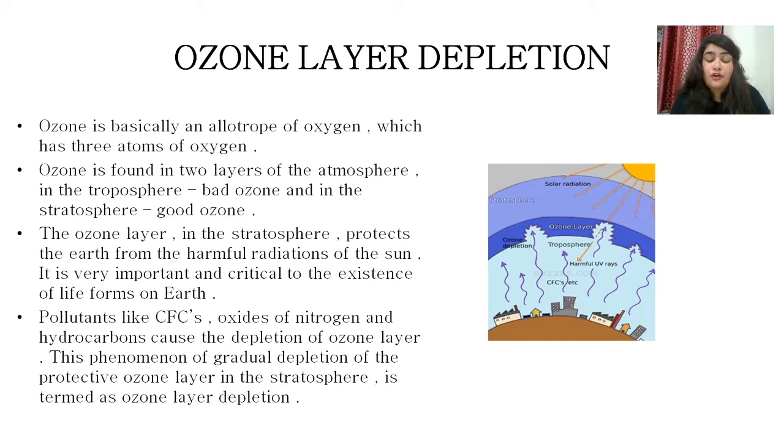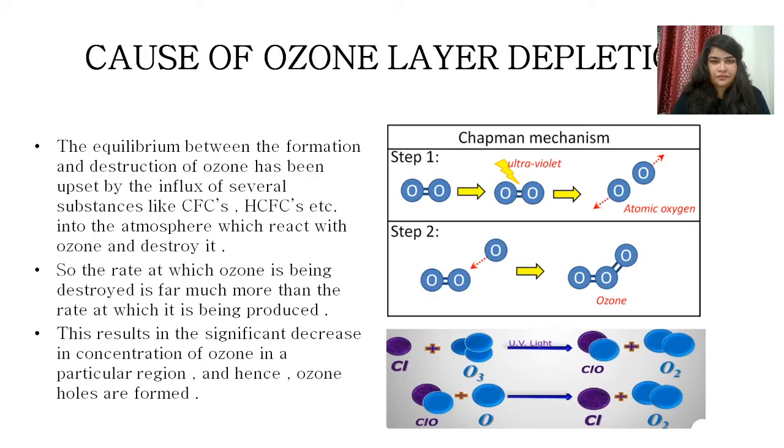This phenomenon of gradual depletion of the protective ozone layer in the stratosphere is termed ozone layer depletion. So as the ozone layer is affected by various chemical substances and others, its thickness decreases. That is termed ozone layer depletion. Alright.